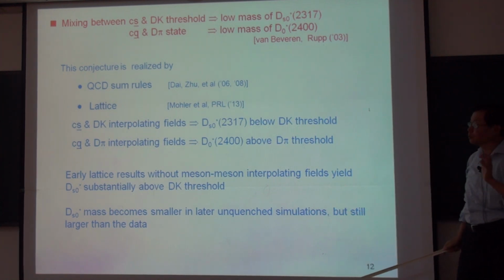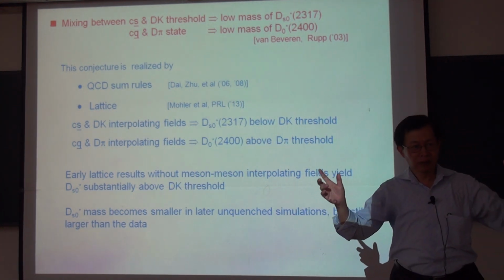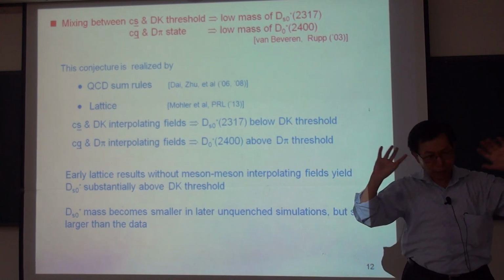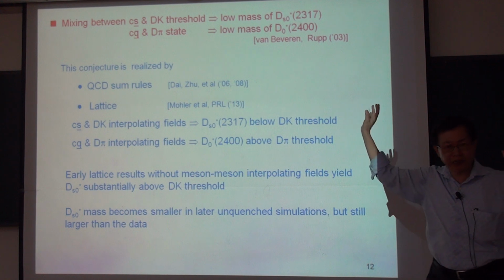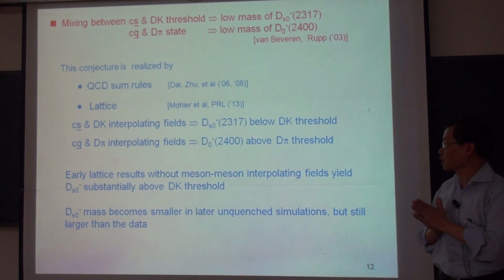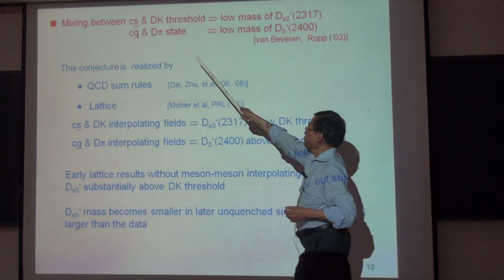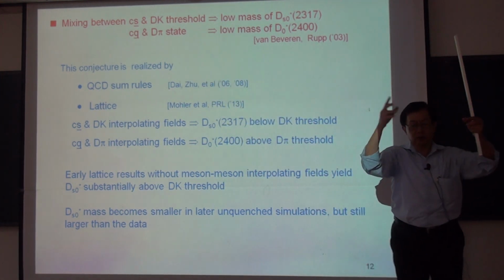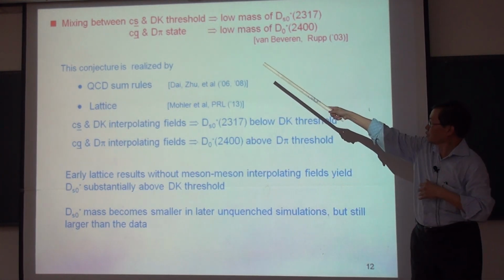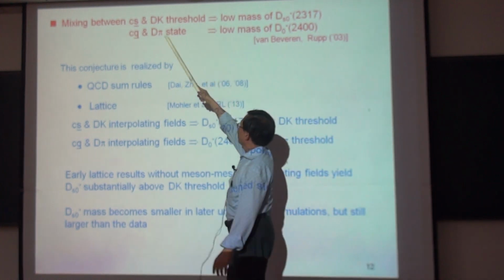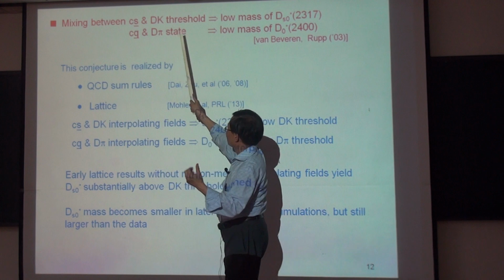Okay. In 2003, they proposed that we know the two-quark model doesn't work well, at least for the scalar charm meson. So they proposed that perhaps the two quarks, like c s-bar or c d-bar, have mixing with nearby coupled channels. For example, c s-bar coupled with the DK channel, the DK threshold, and c q-bar coupled with D pi.